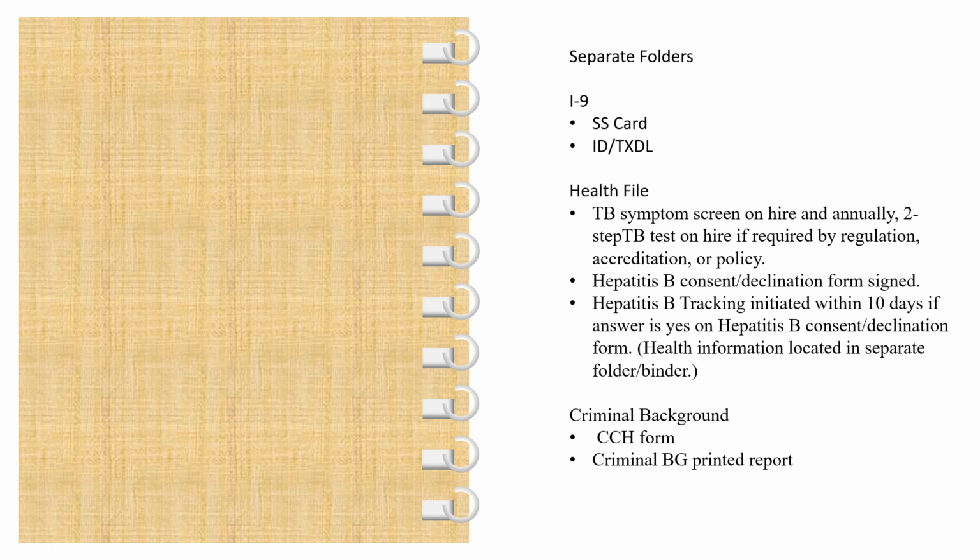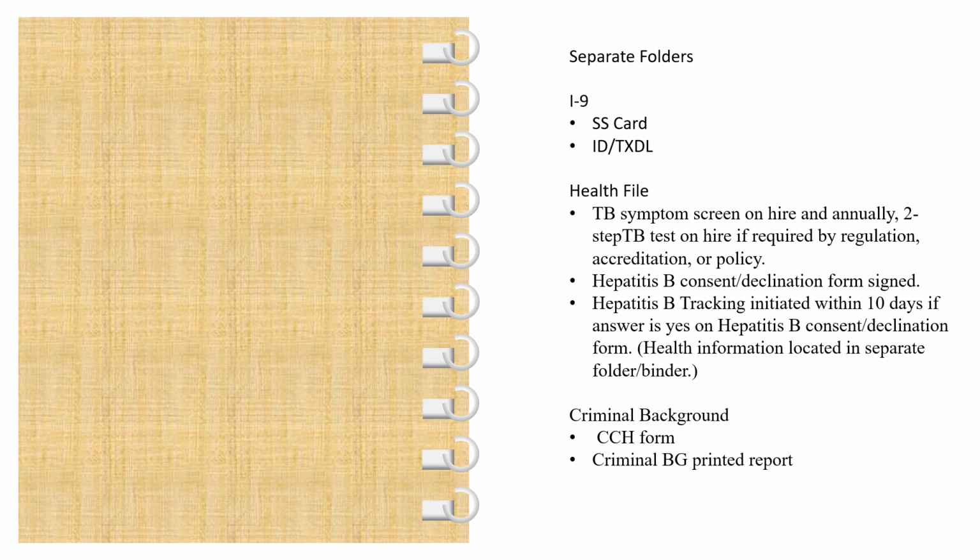Okay. Health file. These are required documents. TB symptom screen on hiring and annually. So we want to make sure those health file documents are in a separate folder or separate binder, or in a separate envelope per employee. They want that separate. And then the criminal background check.